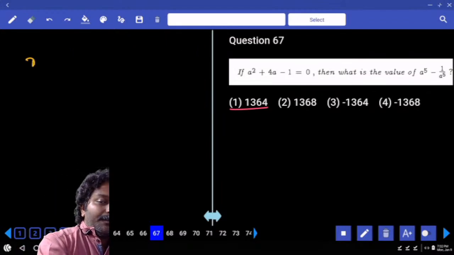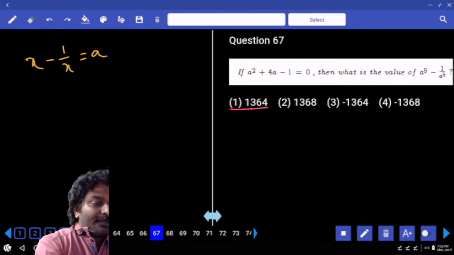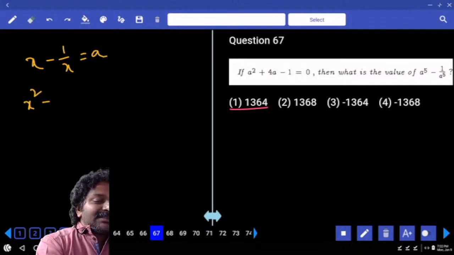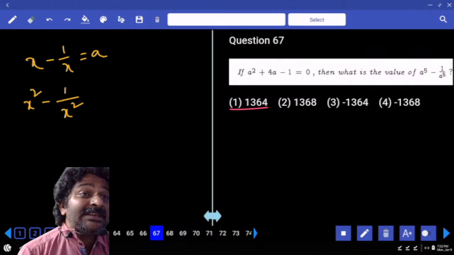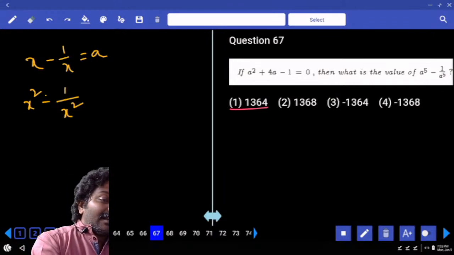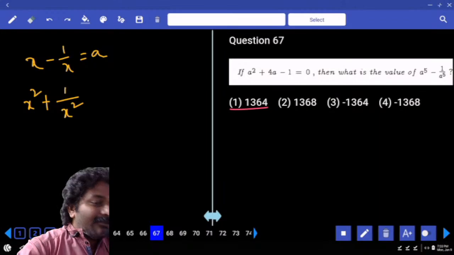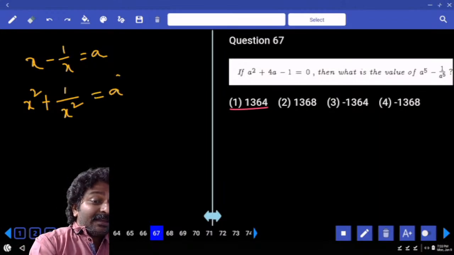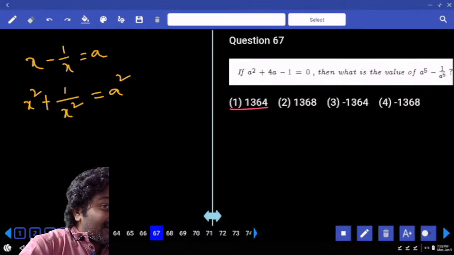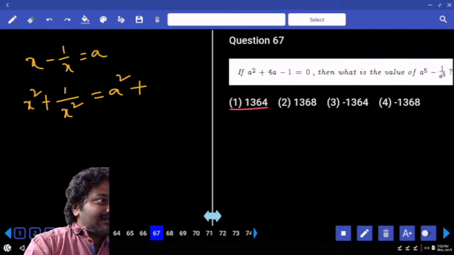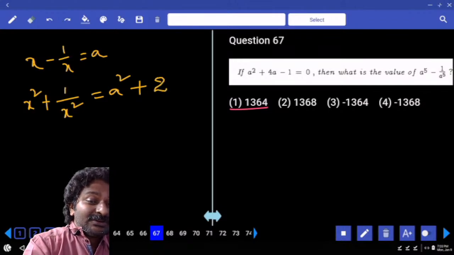Okay. Now if you have x minus 1 by x is equal to a, how will you get x square plus 1 by x square? A square plus... How will you get this? A square minus a plus a. It is a square plus 2.